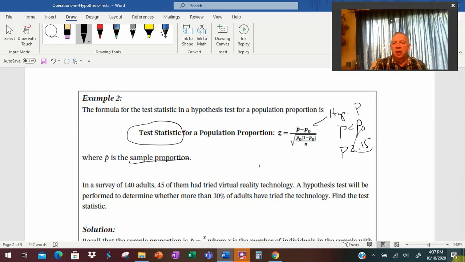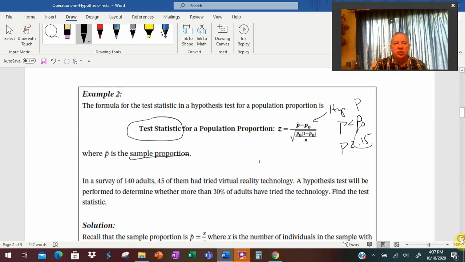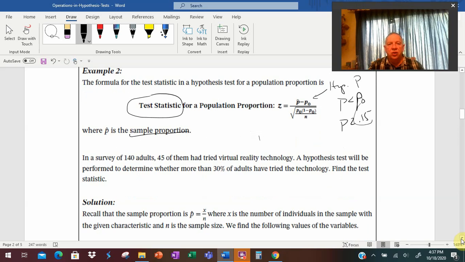Okay. So in a survey, let's take a look at this. In a survey of 140 adults, 45 of them had tried virtual reality technology. Proportion, right, from last time. A hypothesis test is performed to determine whether more than 30% of adults, again proportion, have tried the technology. Find the test statistic.